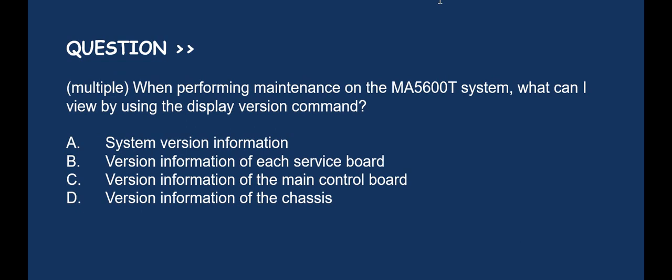Next one, when performing maintenance in the MA5600T system, what can I view by using the display version command? Option A, system version information. Option B, version information of each service board. Option C, version information of the main control board. Option D, version information of the chassis. The correct answers are option A, B and C.